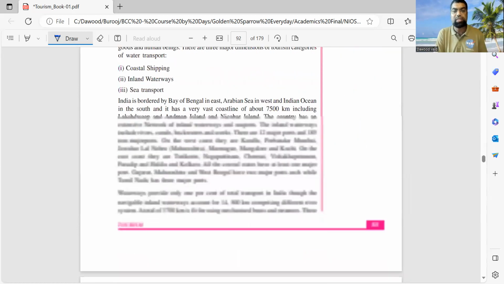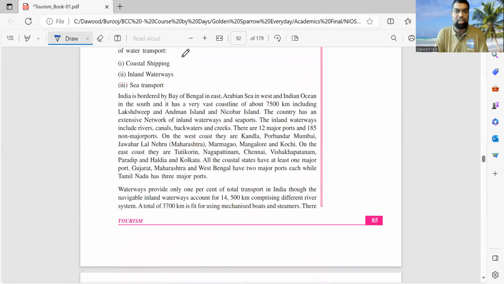And finally, water transport, of which three types are there. Remember, this is very important. Coastal shipping. So coast to coast, India has the Bay of Bengal, India has the Arabian Sea on this side, India has the Indian Ocean below. So coastal is important. Inland waterways, inside, there are a lot of lakes, there are a lot of big rivers. So you have inland waterways, and you also have sea transport.